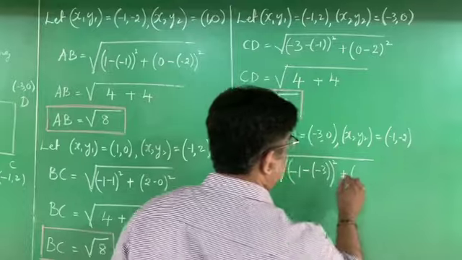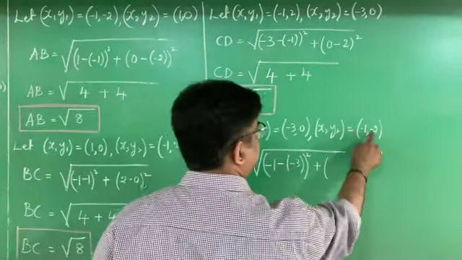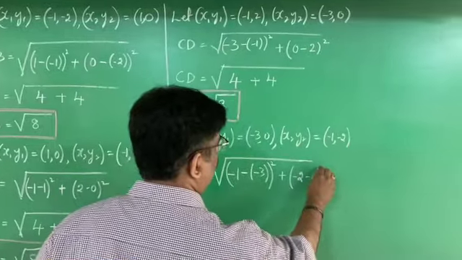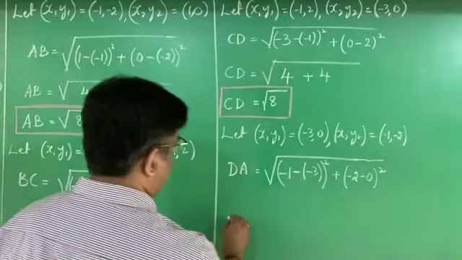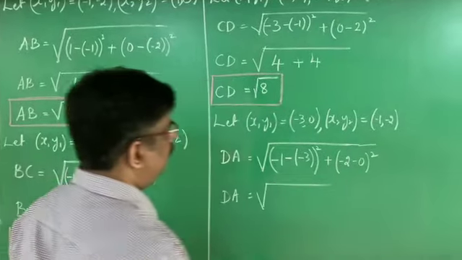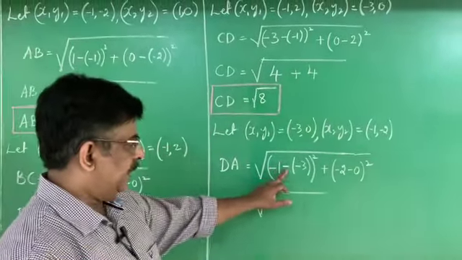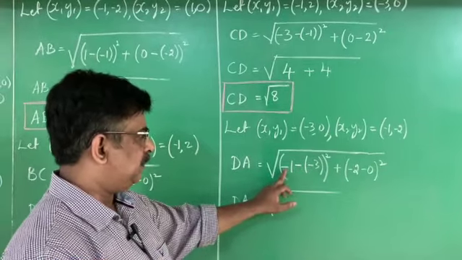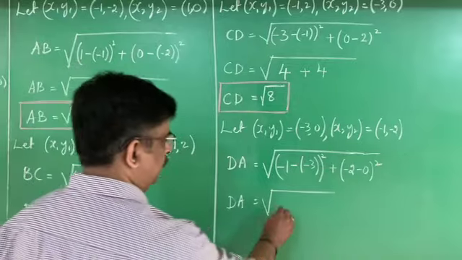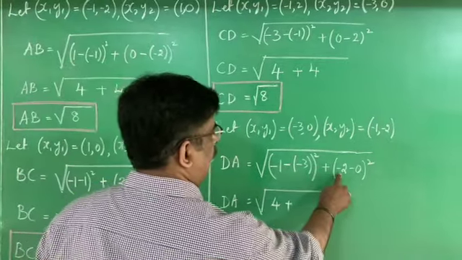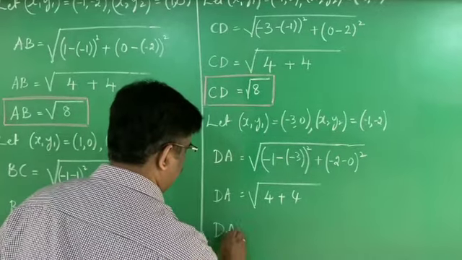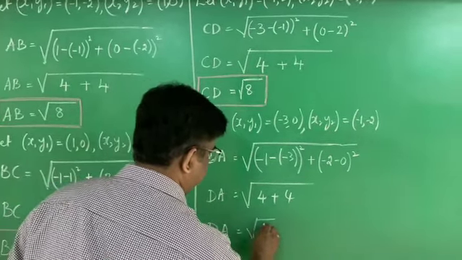Then, plus y2 minus y1. y2 is minus 2, y1 is 0, whole square. Already I told you the value of this: minus 2 whole square is 4. Therefore, DA is equal to root 8.